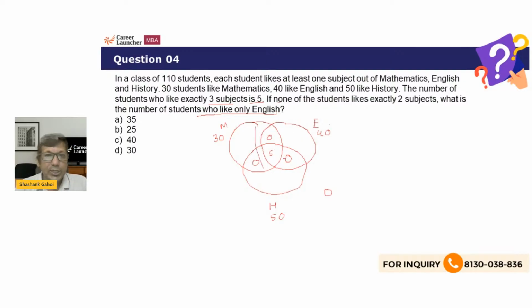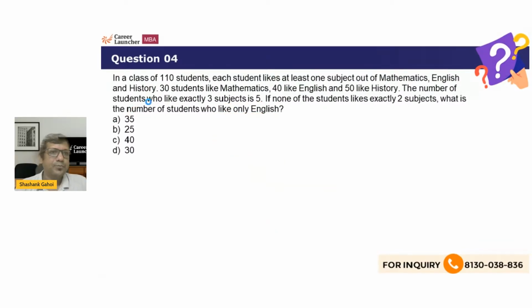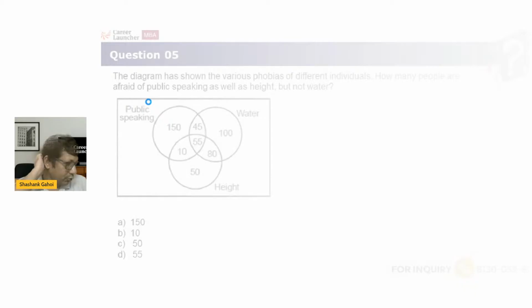And English has how many people? 40. Out of 40, what is the value of only English? That is going to be 40 minus 0 minus 5 minus 0. And that comes out to be 35. That's going to be option A. So this is how we can approach this question. It's fairly easy. We can solve it very quickly as well. Now, let's move to the next one.